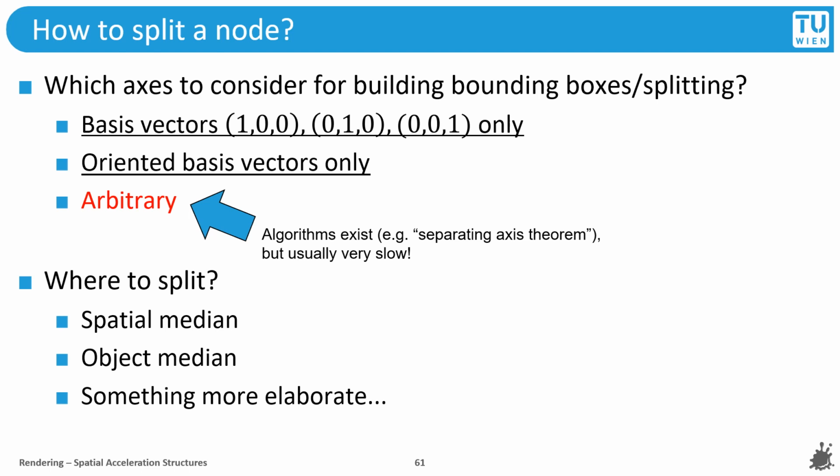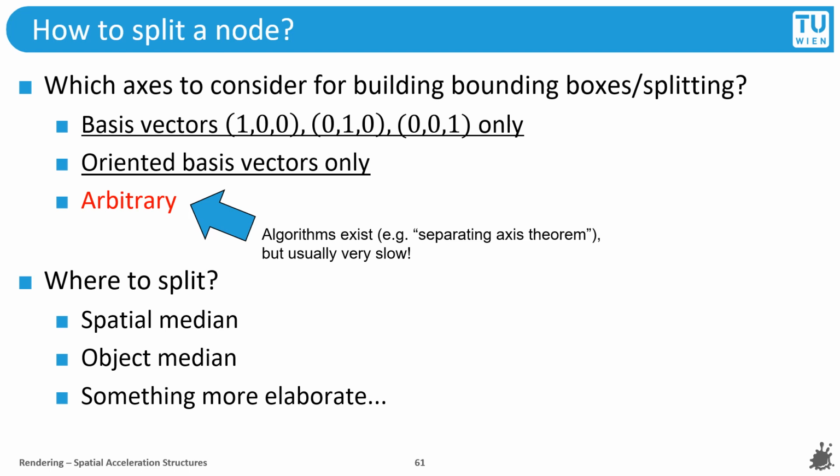The first two choices are very common. However, the third, where we actually consider any potential axis for generating the bounding boxes and splitting, this is usually where it becomes too much of an overhead in terms of performance, because again, the search space for an arbitrary best split is simply too large that we can efficiently search it in the amount of time that you would like to invest into building our spatial acceleration structure.